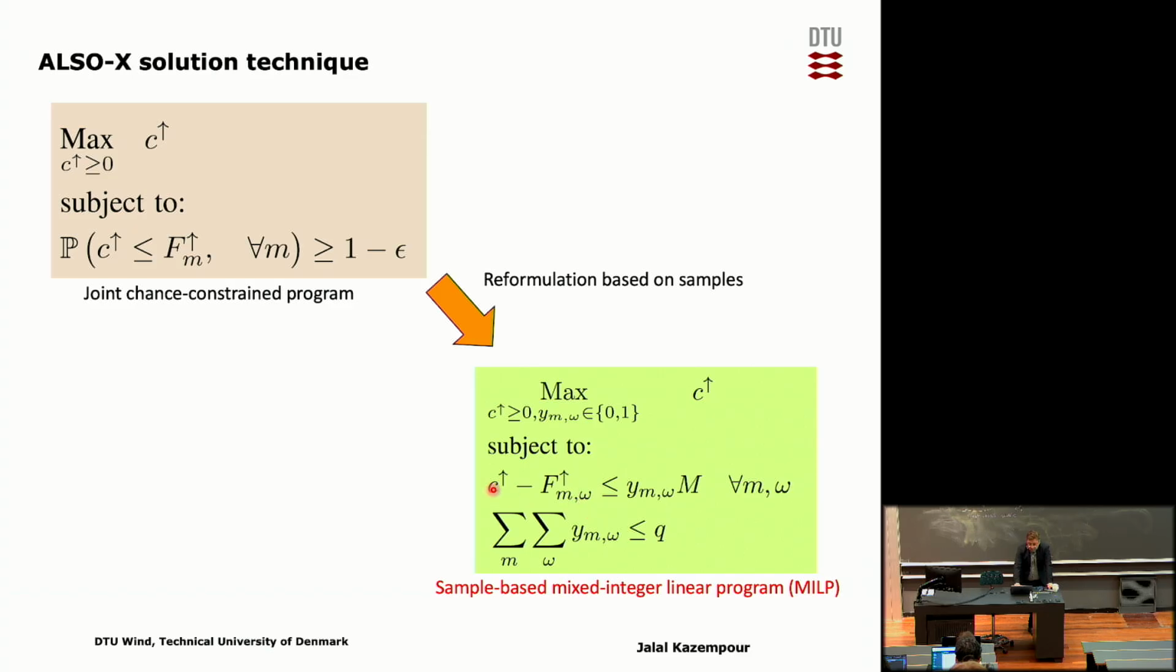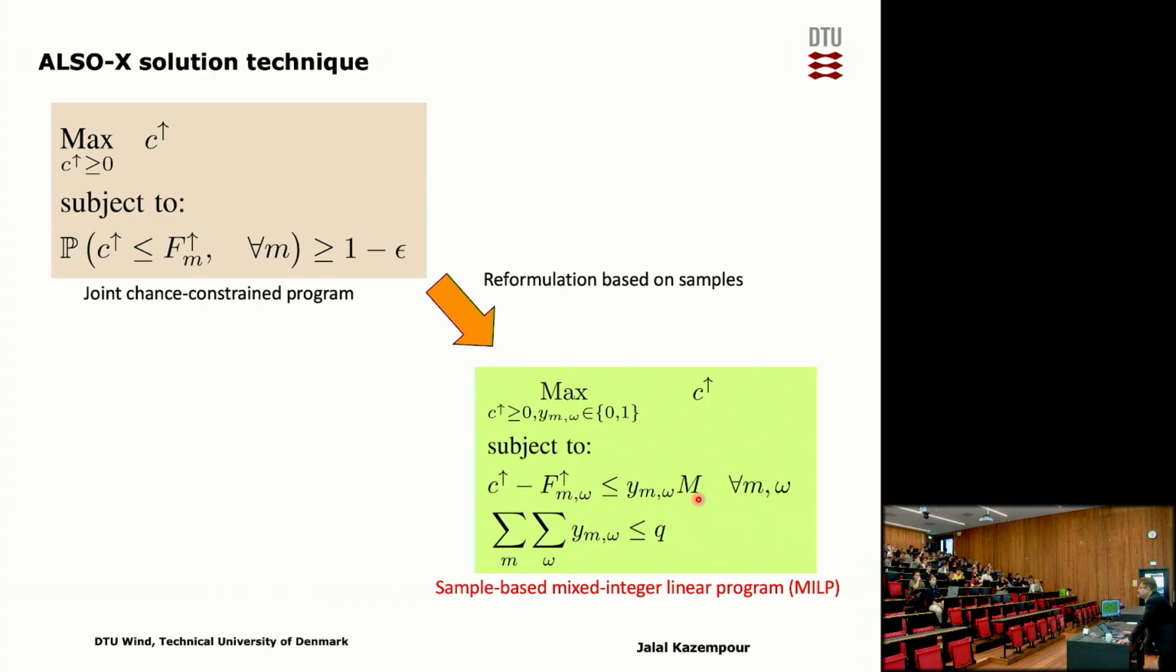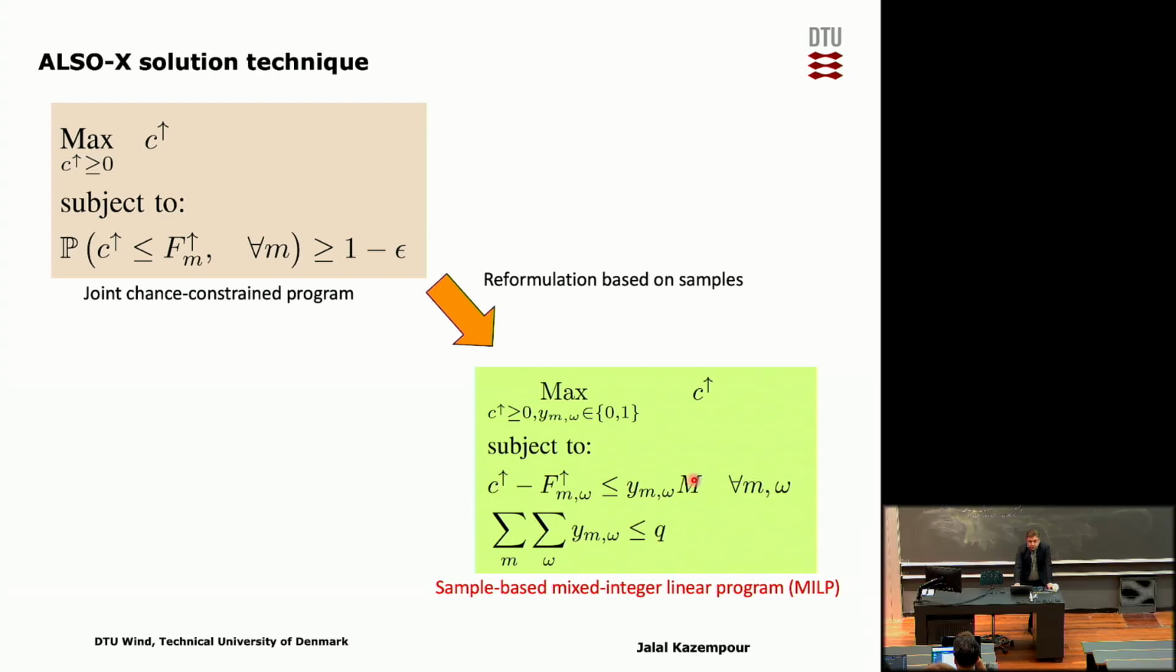Okay, so when C up minus this sample, like 5 kilowatt, is less than or equal to 0, what does it mean? We satisfy the constraint. Yes, we satisfy the constraint, right? So it means that there is no violation. Because if this is 0, the upper bound is 0, then C up indeed is less than or equal to F up m omega. Very good.